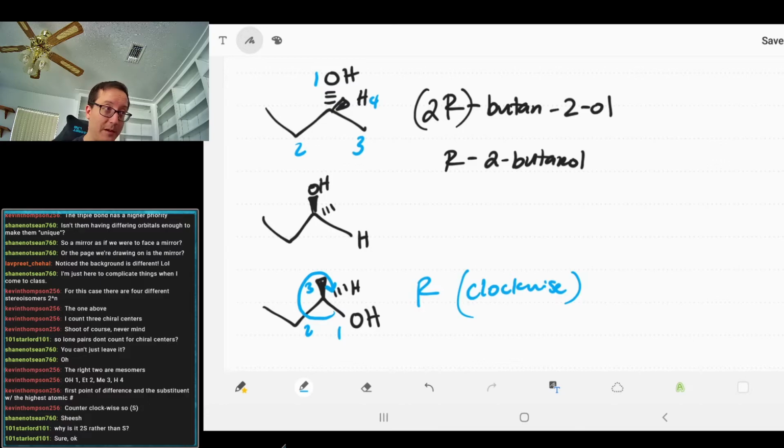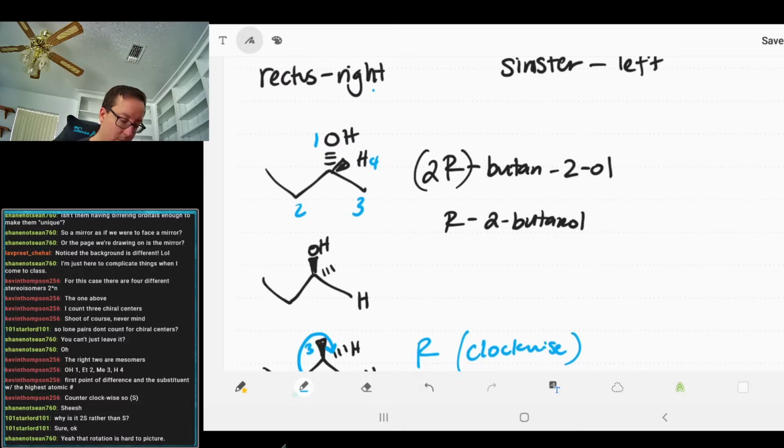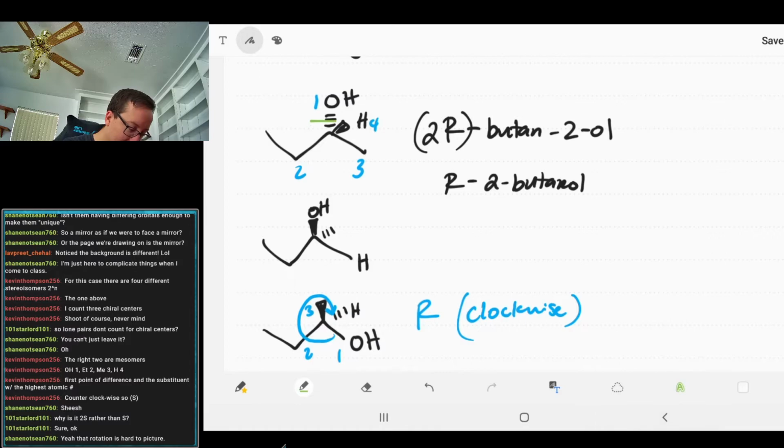So models really help here, by the way. I would definitely suggest busting out your model kit and working with it when you're looking at rotating these. That'll help you visualize it. But we have an easier way. Yes, the rotation is hard to picture. So I've essentially rotated this bond a little bit that way. That's very descriptive, I understand.